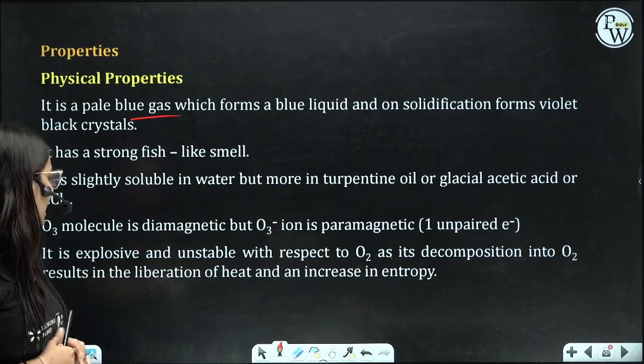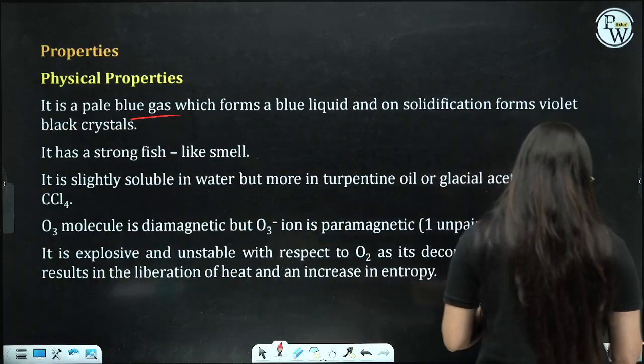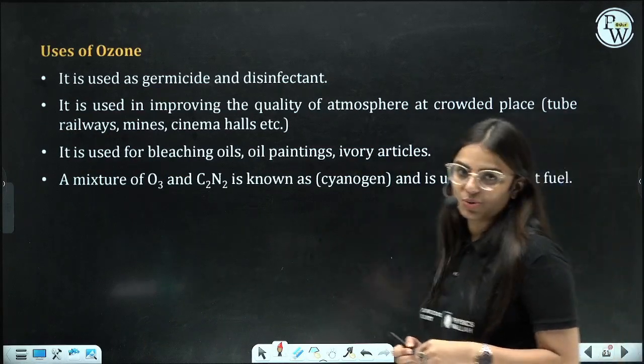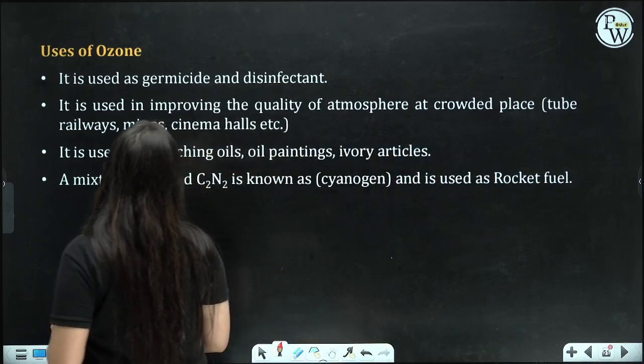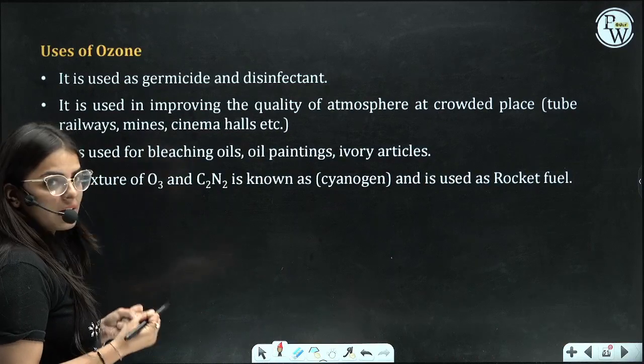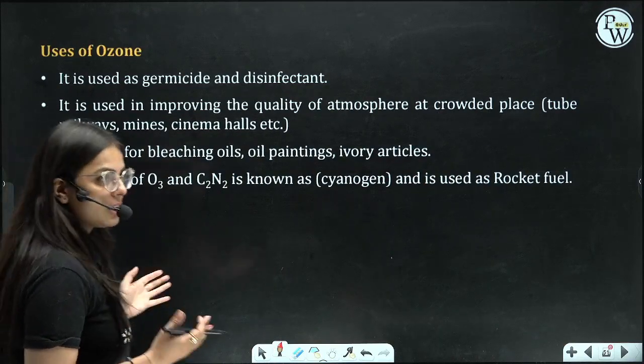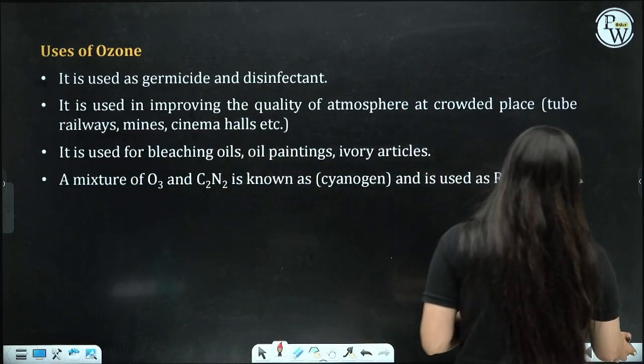The O3 molecule is diamagnetic. O3 negative is paramagnetic in nature. This you have done, I guess, in molecular orbital theory also. Uses of ozone: basically it is used as a germicide and a disinfectant, used in improving the quality of atmosphere at crowded places, used for bleaching oils, oil paintings, ivory and all of that stuff. These are the uses of that.